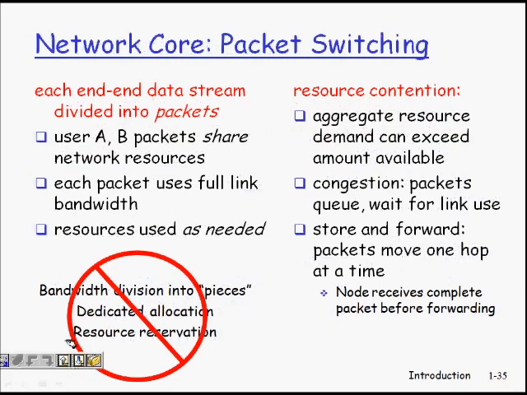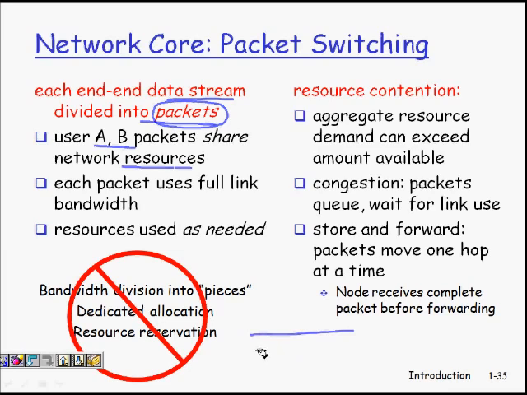Now, what is packet switching? So here we saw that there was dedicated bandwidth. You could either divide the frequency or use time division multiplexing, but here each end data stream is divided into packets. So now I'm not sending continuous data, I'm dividing it into chunks called packets. These are discrete small packets, and user A and B packets share network resources.